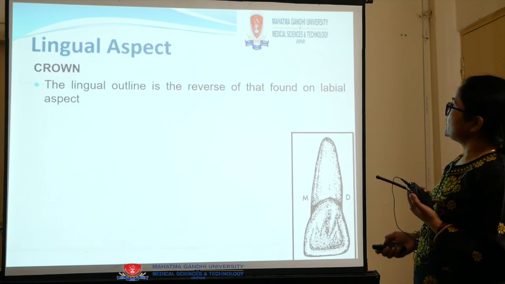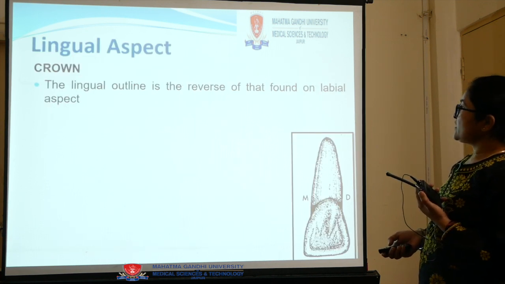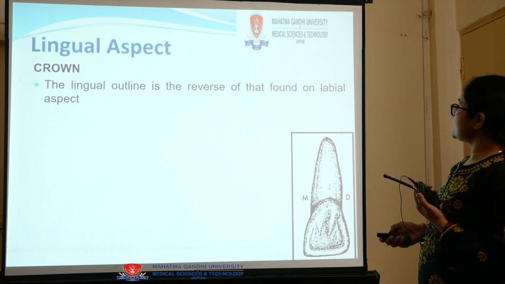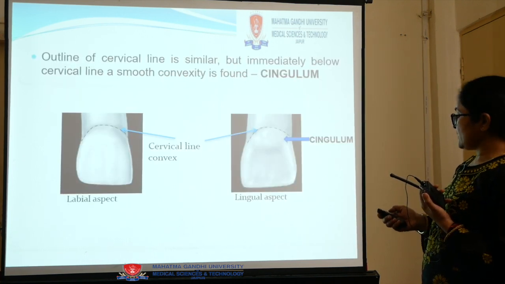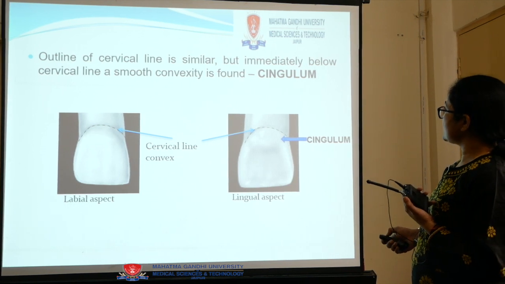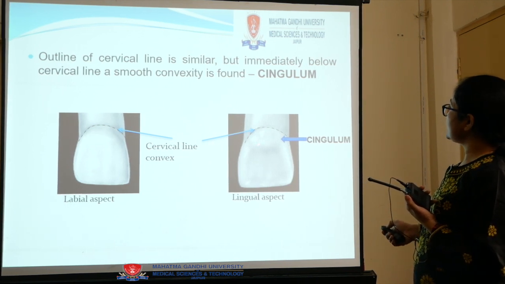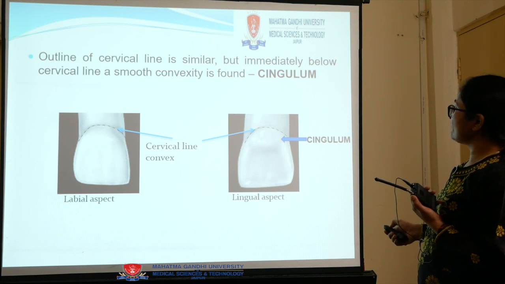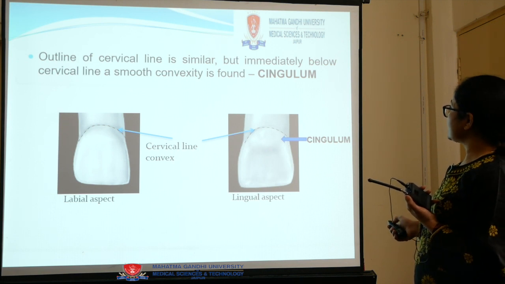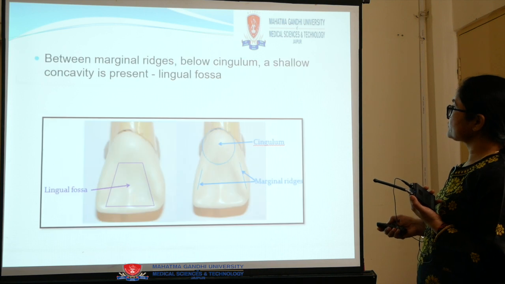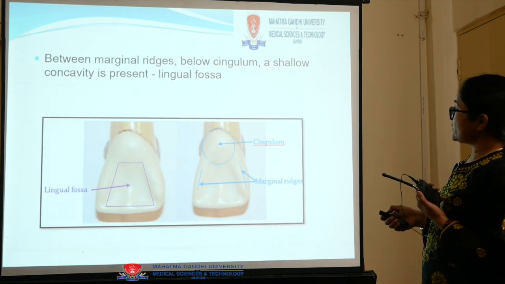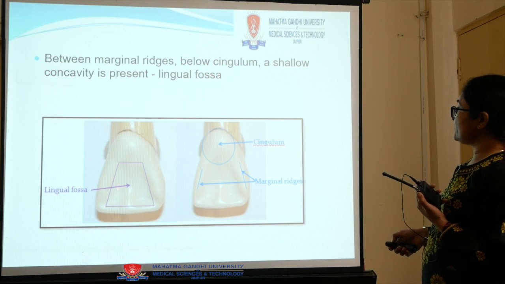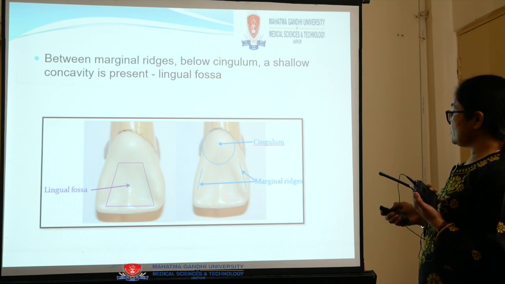The lingual aspect: the crown from the lingual aspect has an outline reverse to that present on the labial aspect. The outline of the cervical line is similar, that means it is semicircular in shape, and immediately below the cervical line a smooth convexity is present, and this convexity is known as the cingulum. Between the marginal ridges and the cingulum a shallow concavity is present, and this concavity is known as the lingual fossa.